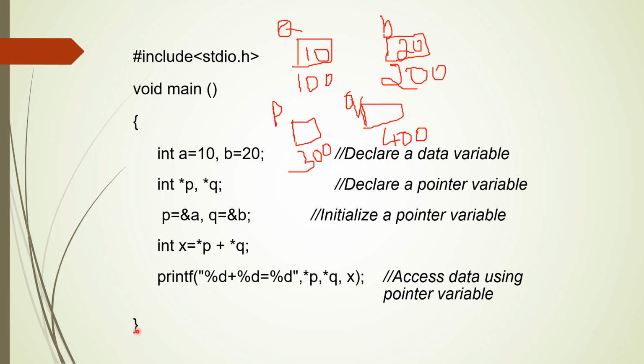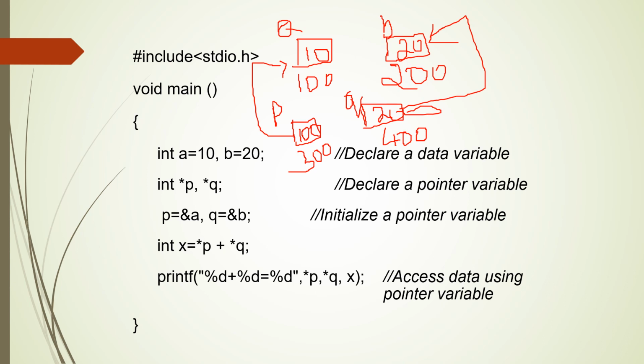Then when the compiler executes the statement p = &a, q = &b, the address of a, which is 100, is going to be stored into p. Soon after storing the address of a, p is pointing to a. And q = &b: the address of b is 200, so q is pointing to b.